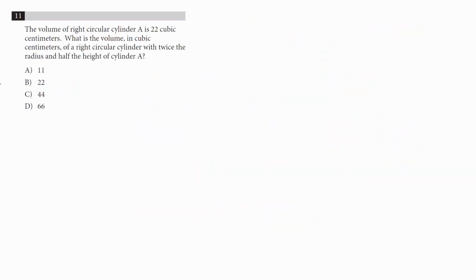Number 11. The volume of a right circular cylinder A is 22 cubic centimeters. What is the volume in cubic centimeters of a right circular cylinder with twice the radius and half the height of cylinder A? So since we're talking about a cylinder, on the SAT it gives you a formula chart. So I'm going to go ahead and give us what the formula is for the volume of a cylinder. Cylinder A is 22 cubic centimeters. So we know that the volume is going to be 22, and it's going to equal pi times r of A squared times h of A.